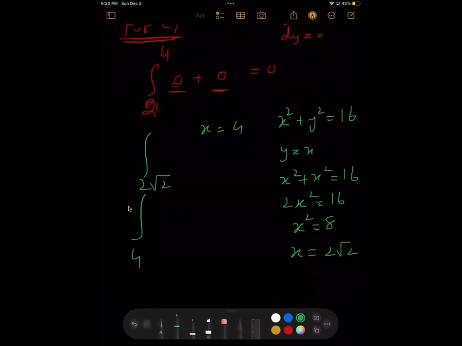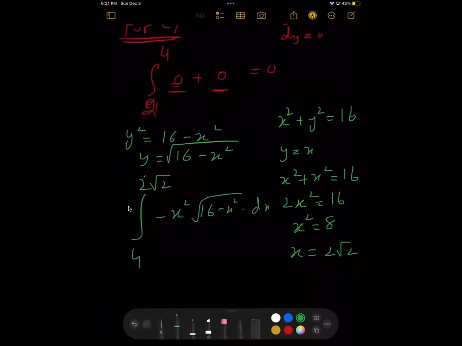And our term, we will convert it into x. So from here, let me erase this one so we can write it here. y square is equal to 16 minus x square, so y is equal to the square root of 16 minus x square. We will replace our y with x, and we have to solve only in one variable. So we have minus x square y, which is minus x square times the square root of 16 minus x square, and dx is there.